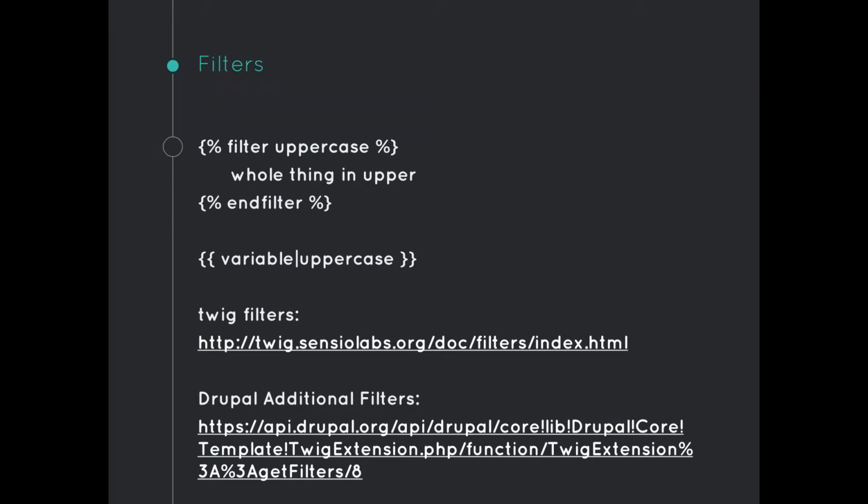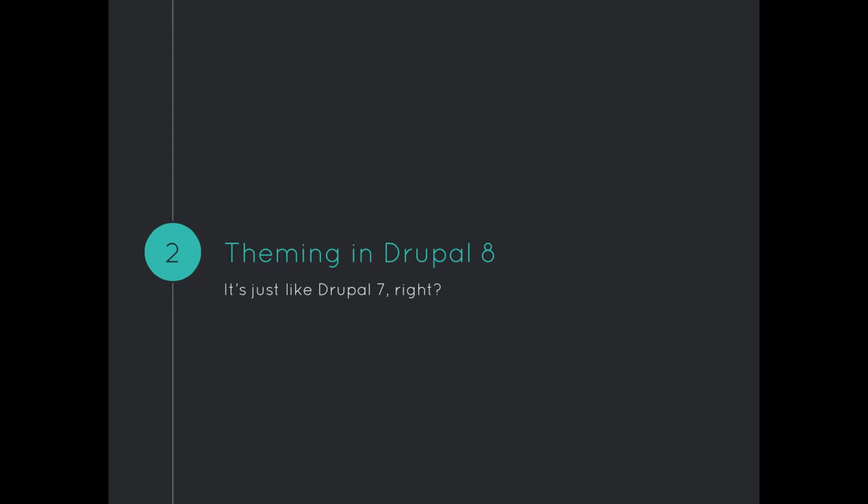There's a complete list of these Twig filters on the Sensio Labs site. There's at least 20 of them. Uppercase is probably the simplest to explain. There's also pipe length, so you can get the length of the string if you need that. Drupal also extends that a little bit and provides a little bit of Drupal-specific filters. So, is it just like Drupal 7? Not exactly, but there's a lot of commonality with it.